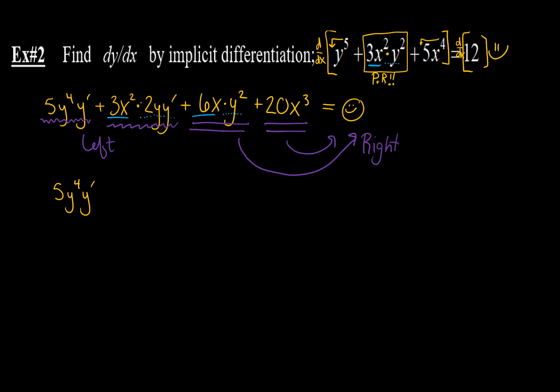For this one, I'm going to multiply things together. Please don't leave it unmultiplied. It's super uncool. We don't want to be uncool in calculus class. All right, now I'm going to write minus 6xy squared, and minus 20x cubed.